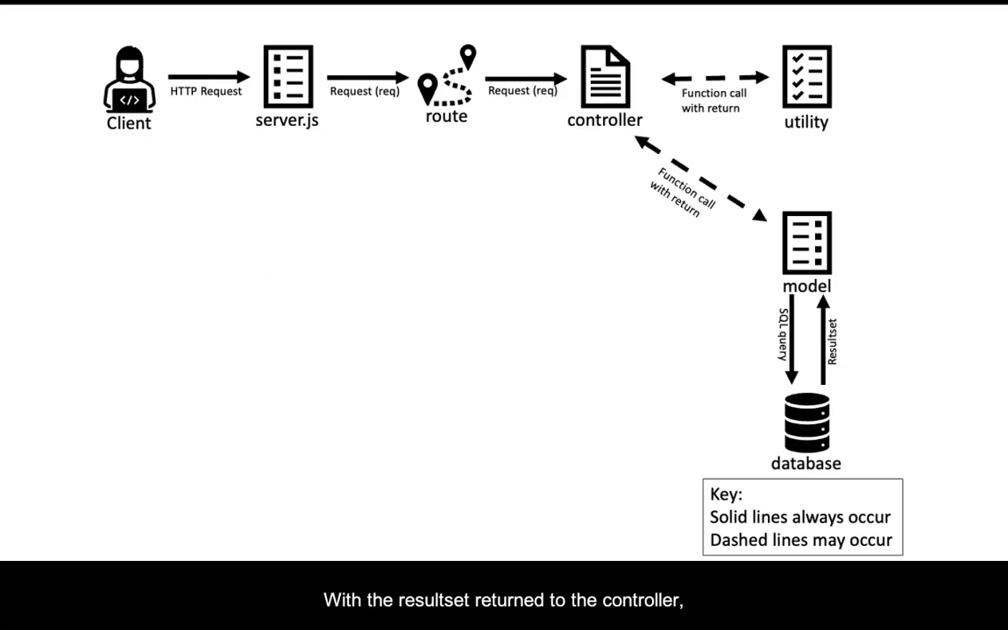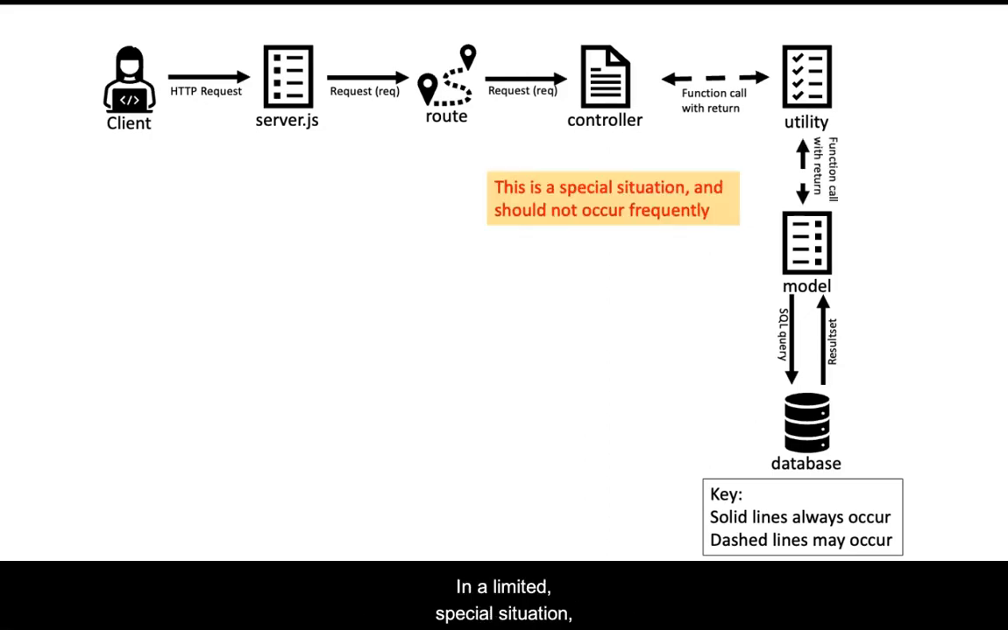With the result set returned to the controller, a utility function may also be called to handle some process involving the data. In a limited special situation, the controller may call a utility function, which will call the model. The data will then be returned to the utility function, which will do something with the data, then return the manipulated data to the controller.